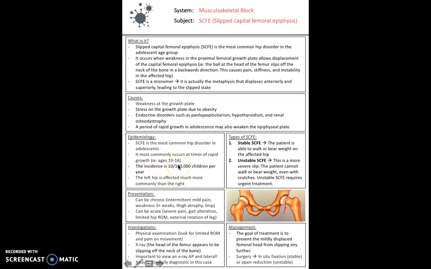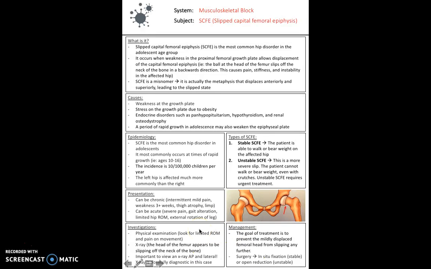So epidemiology of this, as we said, it most commonly occurs in adolescence, so between the ages of 10 and 16. The incidence is around 10 in 100,000 children per year, so quite high incidence, and the left hip is affected much more commonly than the right hand side. So as we said, presentation can be chronic or acute, so chronic presentation is more common, with intermittent mild pain, weakness for 3 or more weeks, and thigh atrophy and limping. Or it can be acute as well, so severe pain, alterations to the gait, limited range of movement of the hip, and external rotation of the leg.